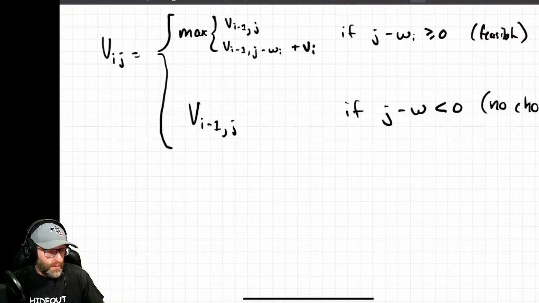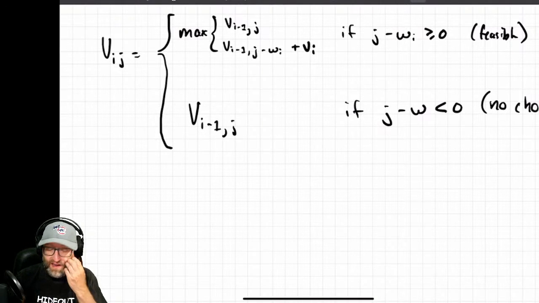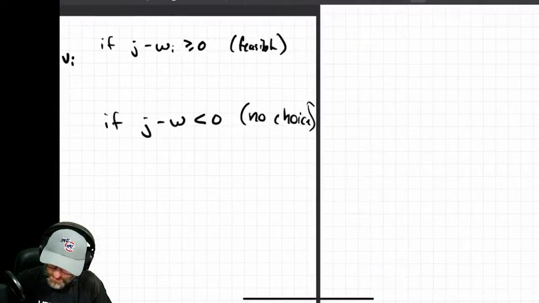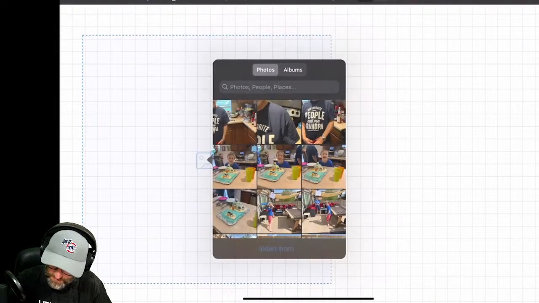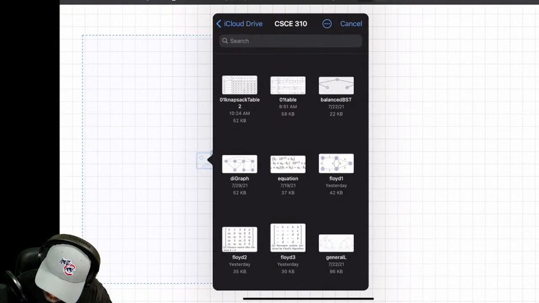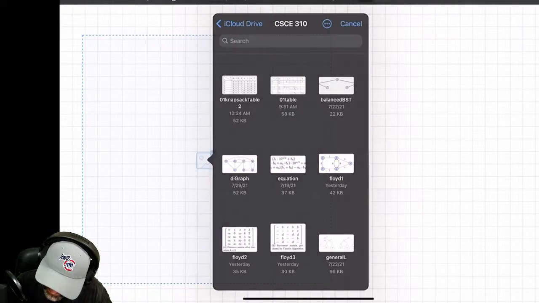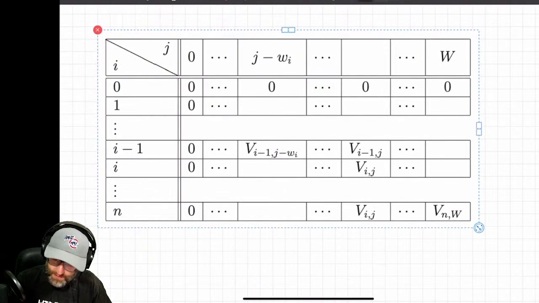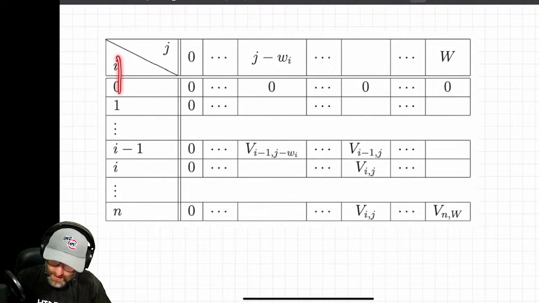Okay. Let's draw this out as a table. To save time on this, I will simply bring in the table from the notes. Let's say 01 knapsack. There we go. Okay. Remember that we're running i from 0 up to n. These are items over here.